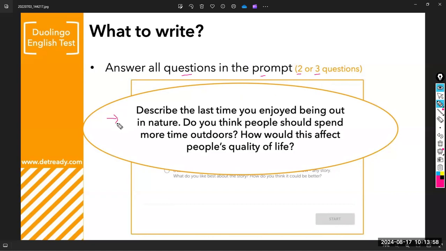Let me try to read this prompt. This prompt is saying, describe the last time you enjoyed being out in nature. Notice, guys, that we have "last time" and we have "enjoyed." This is the simple past tense. So please, I have to stick with the tense, and I have to talk about something that happened in the past, not in the present time, and absolutely not in the future. So, do you think people should spend more time outdoors? This is the first question. How would this affect people's quality of life? This is the second question. So, please, you have to answer all the questions in the prompt.